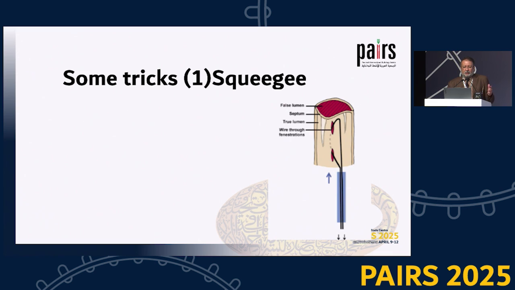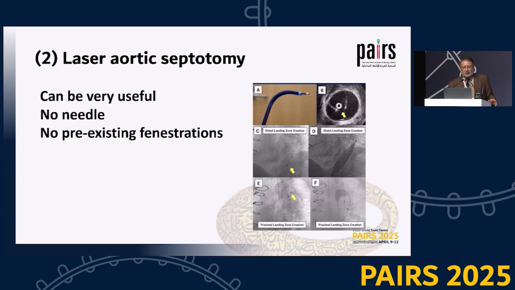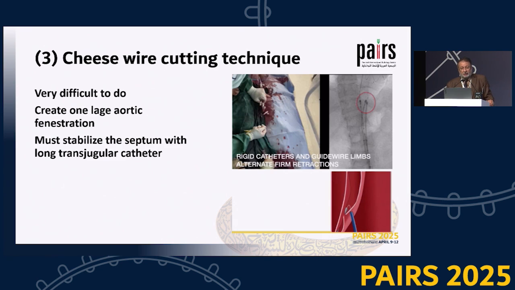Squeegee is a technique where, if you have two fenestrations, you pass a wire between the two fenestrations and you try to enlarge them a bit. This technique is called the squeegee. If you have the laser aortic septostomy set, definitely it's very good, because here you can select where you want your septostomy. Usually it is 1 centimeter distal to the TEVAR that you have put in, and you try to enlarge it to 5 millimeters, but after you pass the wire, you can just balloon it.